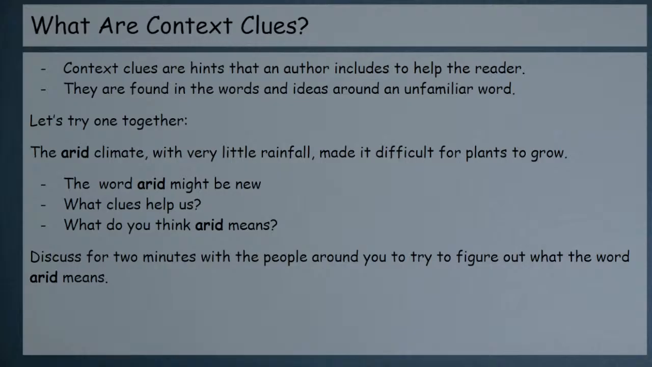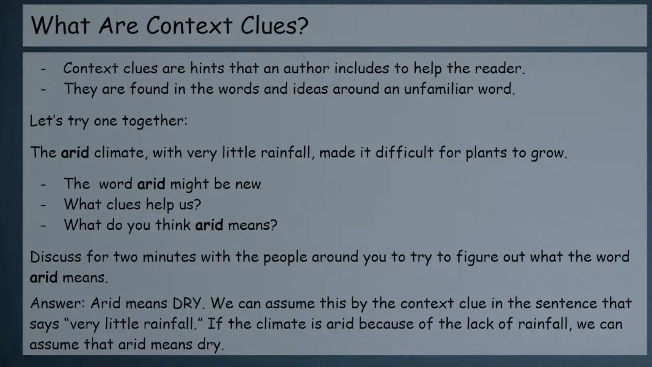Okay. The answer is arid means dry. We can assume this by the context clue in the sentence that says very little rainfall. Here it says the arid climate with very little rainfall made it difficult for plants to grow. If there's very little rainfall, it's obvious that plants would have it difficult to grow, and very little rainfall means dry, so that means the climate was dry.